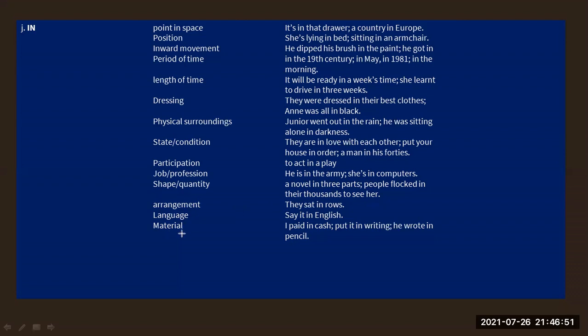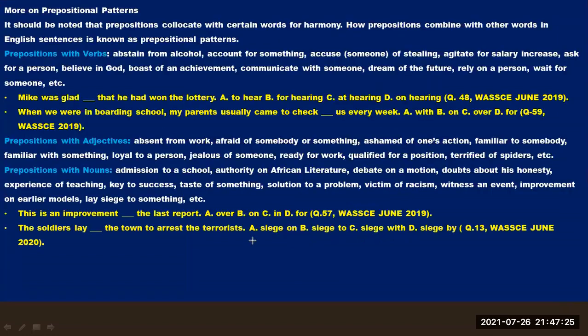Again, you can use "in" to indicate the material that something is made of. For example, I paid in cash. That's the material of the money. I put it in writing. He wrote in pencil. That's to talk about the material that is used for something. The payment is in cash. That's what you used for the payment.